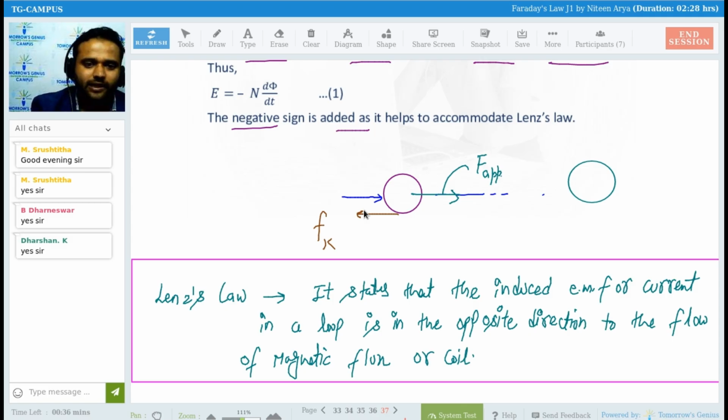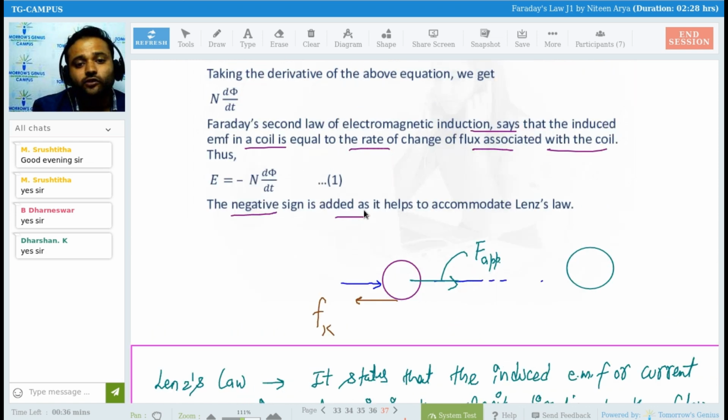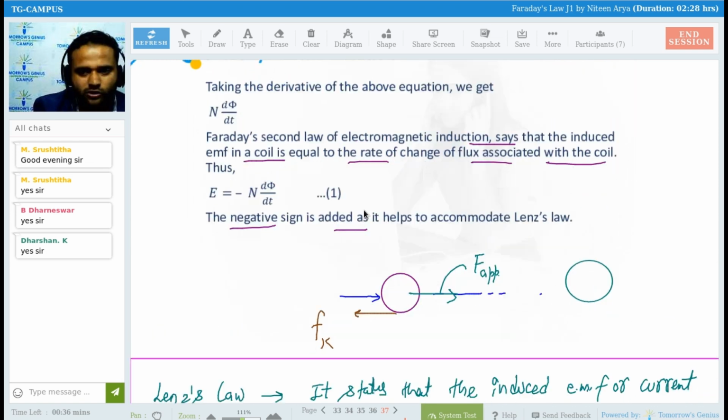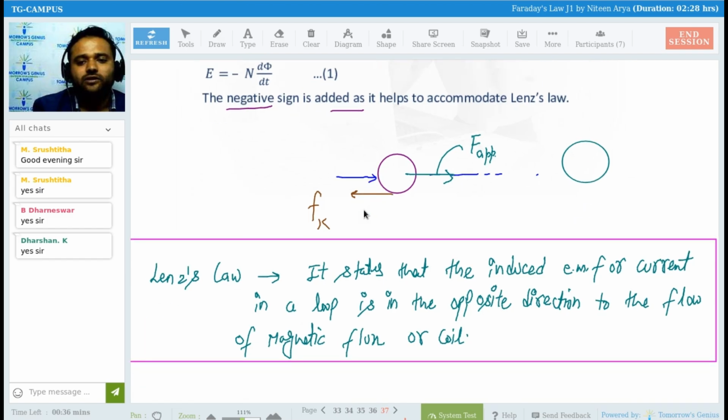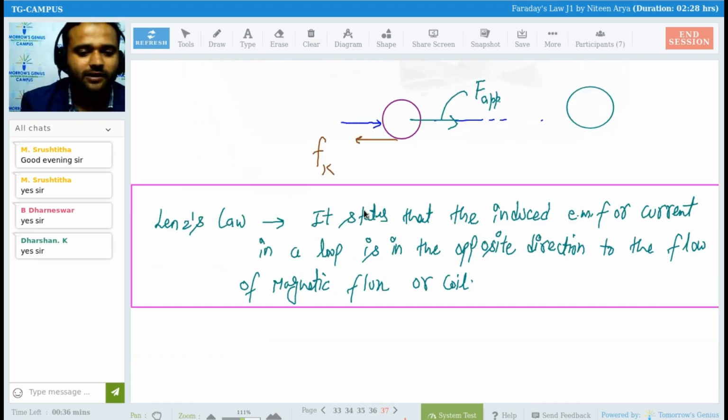Sometimes they ask Lenz's law directly, and sometimes the reason for this negative sign. So this negative sign is because of Lenz's law. And what is Lenz's law? Lenz's law states that induced EMF or a current in a loop is in the opposite direction to the flow of magnetic flux. So why opposite? Sometimes more concept-wise. Why? To fulfill the energy conservation law.